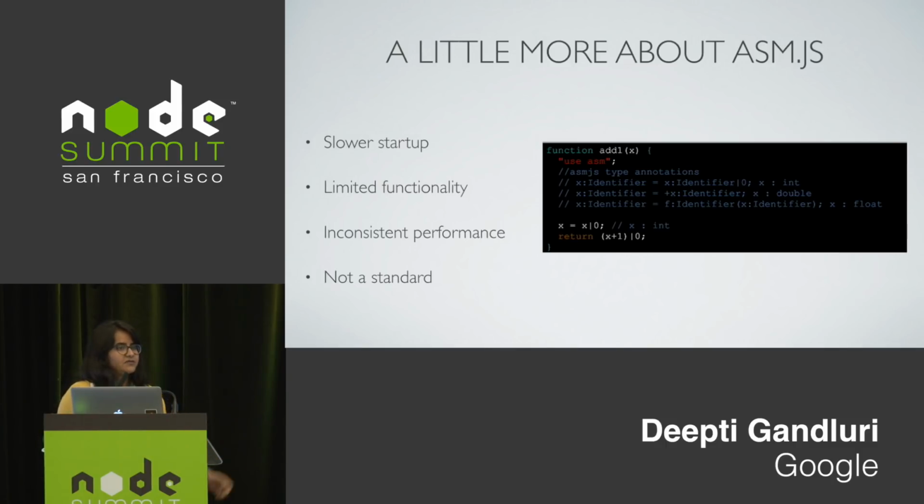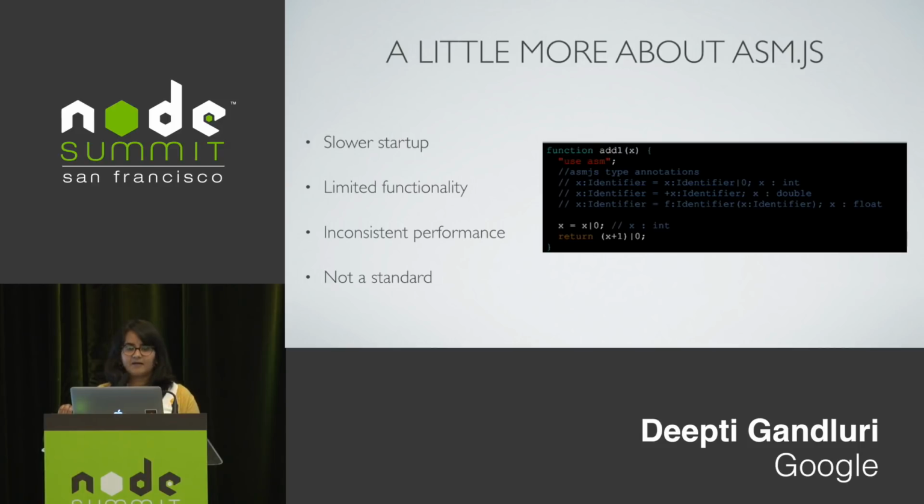So why not just use ASM.JS? Why do we want a whole different thing like WebAssembly? First off, slower startup. That's also known as parsing is expensive. ASM.JS is a textual format, so textual formats are usually orders of magnitude slower than binary formats to parse. So it kind of hinders speed in that way. You also have limited functionality. What do I mean by this?